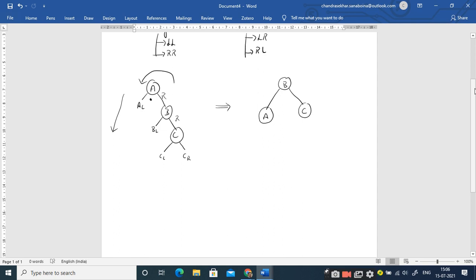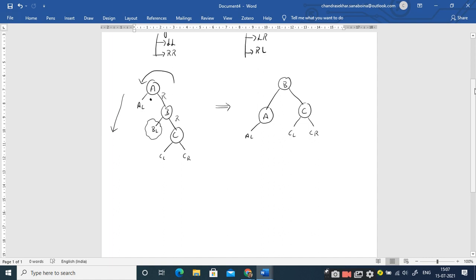What happens to the left child of A, which is AL? It still remains as the left child of A. Similarly, the left child of C, which is CL, still remains as the left child. The right child of C still remains as the right child of C. But we have a problem with this BL. Where should I place it? By looking at this diagram, you can say that A's right child is vacant, so you place it there. Yes, that is true.